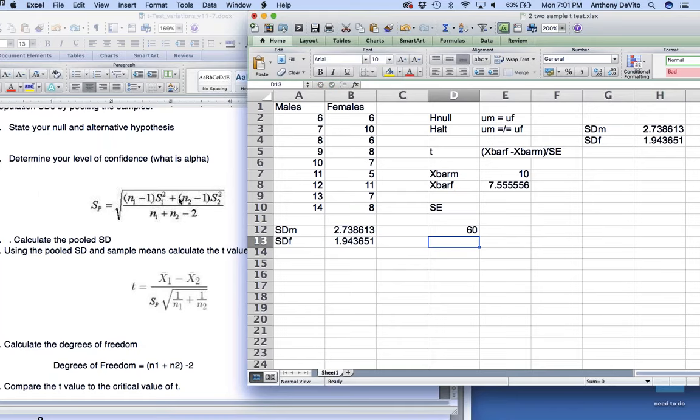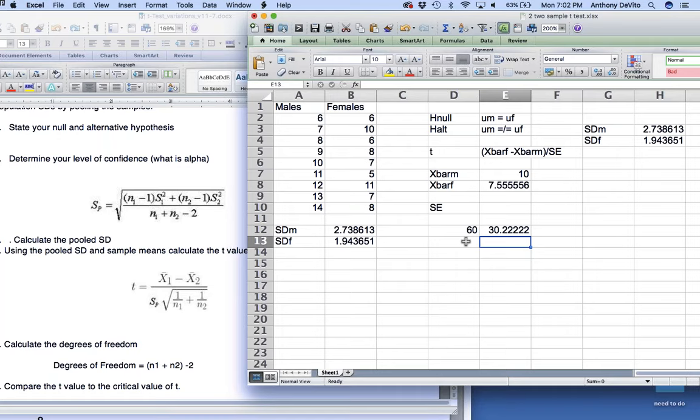Now I'm going to calculate n2 minus 1 times s2 squared. It's going to be equal to 8 times the standard deviation of females squared. By the way, what is that called when we square the standard deviation? The variance, right. You get the standard deviation by taking the square root of the variance.